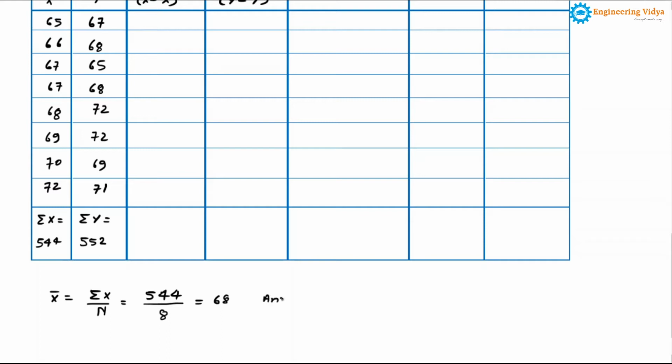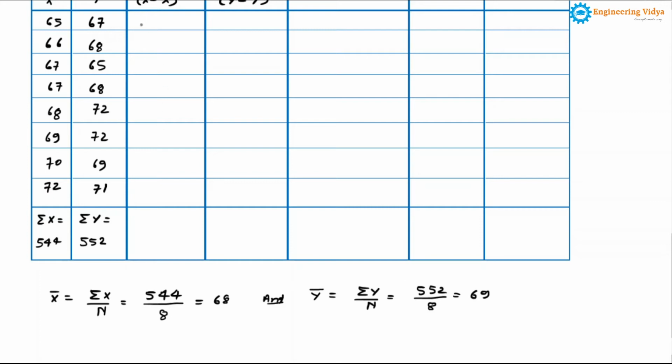In a similar way we need to find y bar. The formula for y bar is the summation of y divided by total n. The summation of y is 552 and capital N is 8. 552 divided by 8 gives 69. So we have calculated x bar and also y bar.